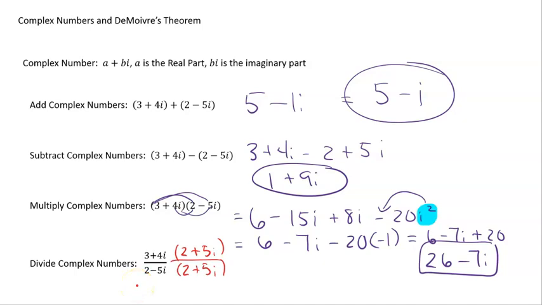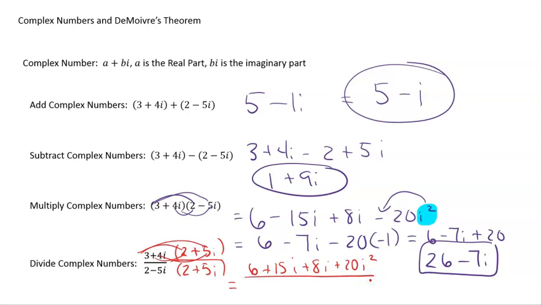Now this means I have to FOIL the top and the bottom. So 3 times 2 is 6. 3 times 5i is 15i. Easy to make simple mistakes here. 4i times 2 is plus 8i. And then 4i times 5i is going to be 20i squared. Okay? Be careful with your i squareds.